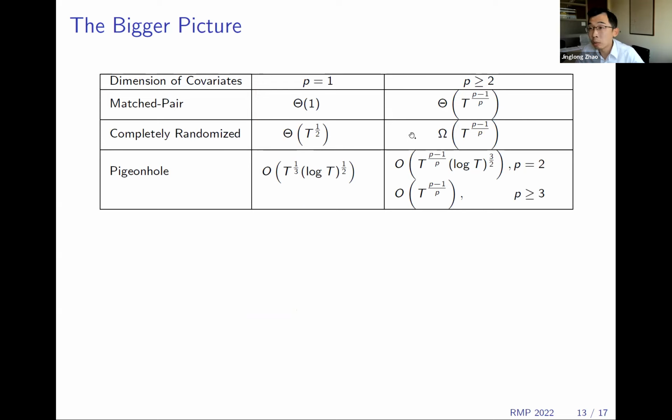And a second note to make is that the completely randomized design is very challenging to analyze in the multidimensional case, and we're only able to lower bound the discrepancy of the completely randomized design by the match pair design, but we don't know what is an upper bound because it's difficult to analyze.